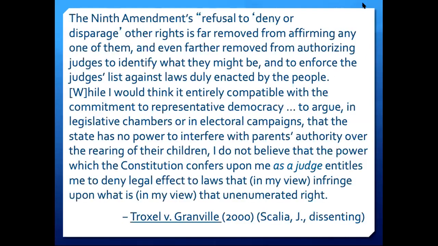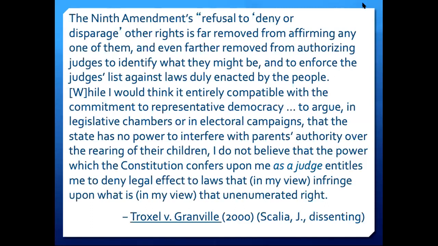And he said that the Ninth Amendment's refusal to deny or disparage other rights is far removed from affirming any one of them, and even farther removed from authorizing judges to identify what they might be and to enforce the judge's list against laws duly enacted by the people.